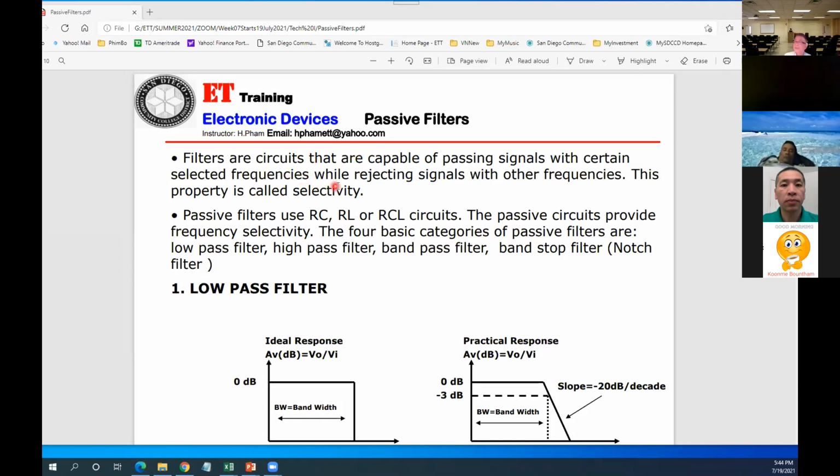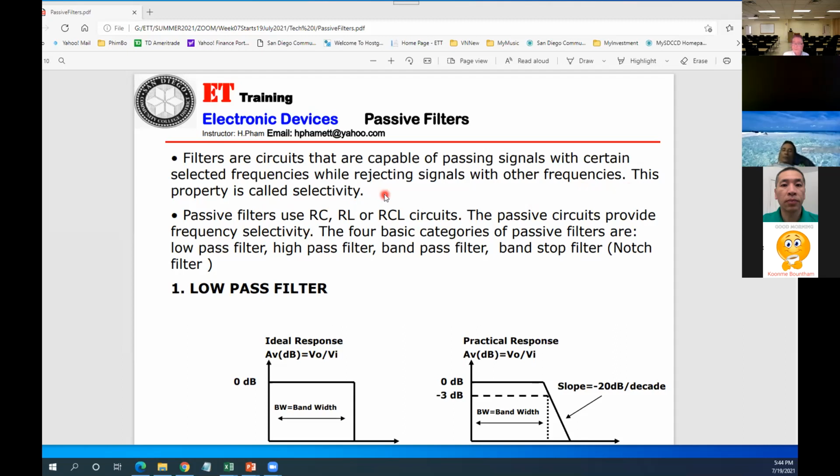Okay, filters are circuits that are capable of passing signals with a certain selected frequency while rejecting signals with other frequencies. Okay, this property is called selectivity. You understand the filter, they allow a certain signal to pass through it. Okay, and the other things will be blocked.